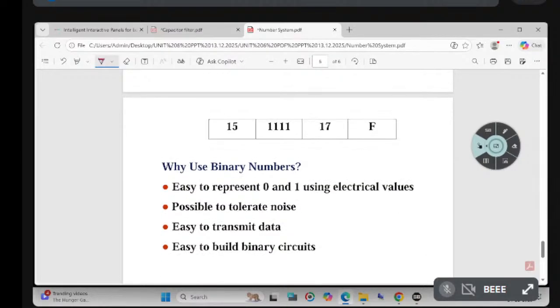So where we are using this binary system, it is easy to represent 0 and 1 using electrical values. Possible to tolerate noise. The binary system reduces noise in transistors. Easy to transmit the data. Data can be transferred easily in the binary system. In the binary system we build binary circuits: addition, subtraction, everything.